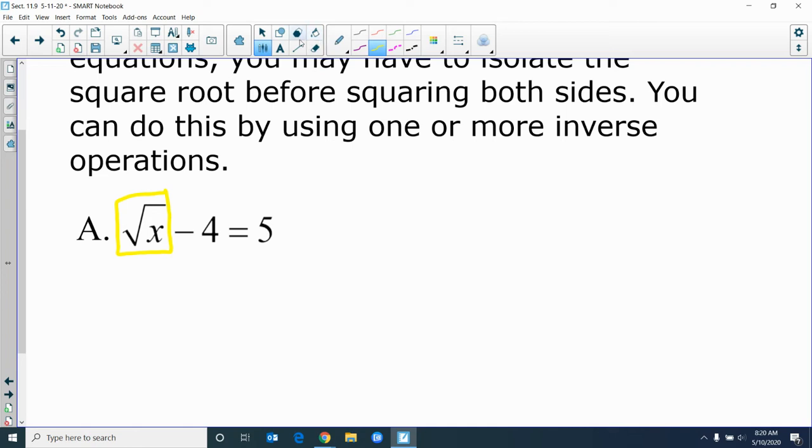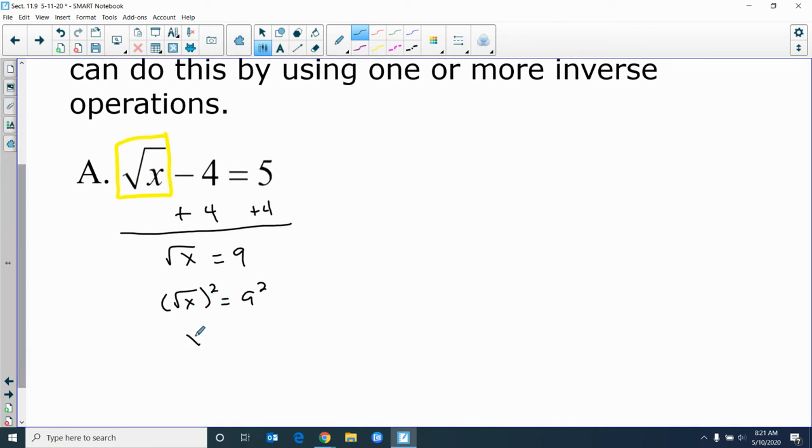So you just do like we normally do. If I want to move a minus 4 to the other side, I add 4 to both sides. So I'm going to do that. And now that gives me the square root of x. Negative 4 plus 4 is 0. 5 plus 4 is 9. Now, square both sides. And square root of x squared is just x. 9 squared is 81.